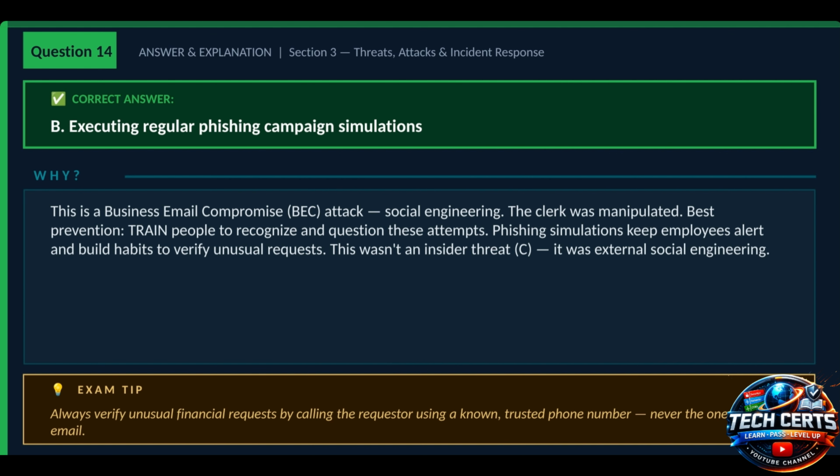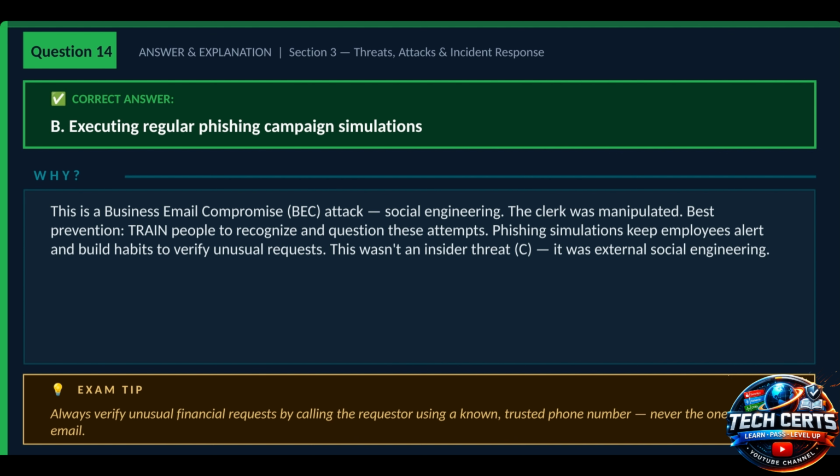This is a business email compromise attack, one of the most costly attack types globally. The clerk was socially engineered into thinking the instruction was legitimate. The best prevention? Training people to recognize and question these attempts. Running phishing simulations keeps employees alert and builds the habit of verifying unusual financial requests. This wasn't an insider threat, it was external social engineering.